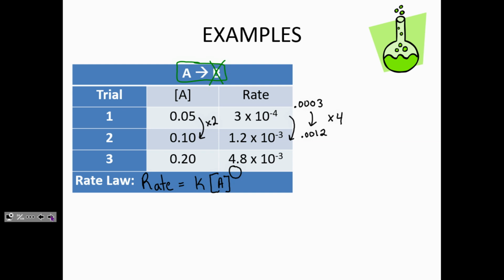So to determine the order, this is what I teach my students. The concentration doubled by a factor of 2. The rate quadrupled, which is a factor of 4. So to find the order of the reactant, I need to figure out what exponent makes this true. 2 to the what power gives me 4. And if you know about your exponents, 2 to the second power would give me 4. And that is the order of the reactant. It is a second order reactant.